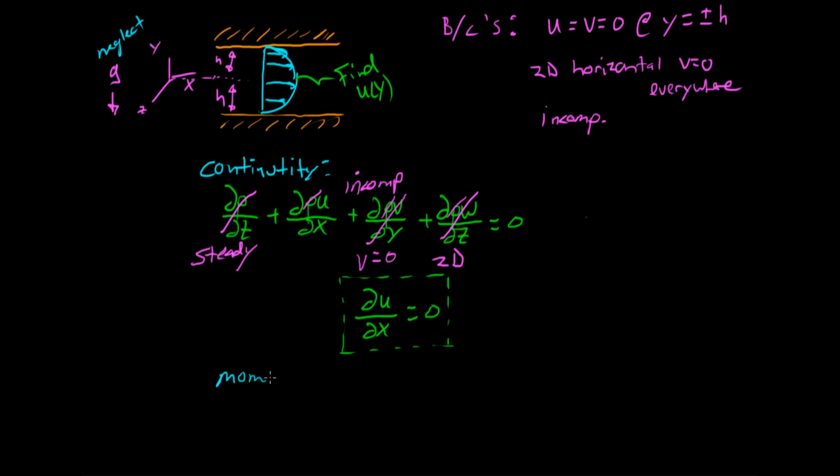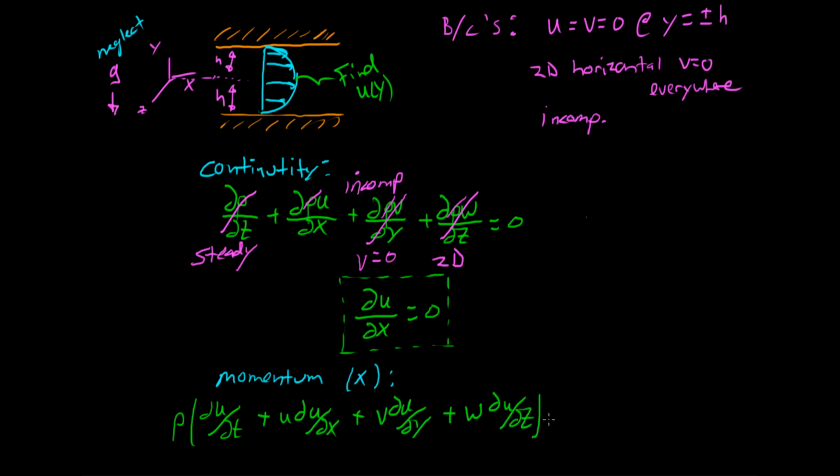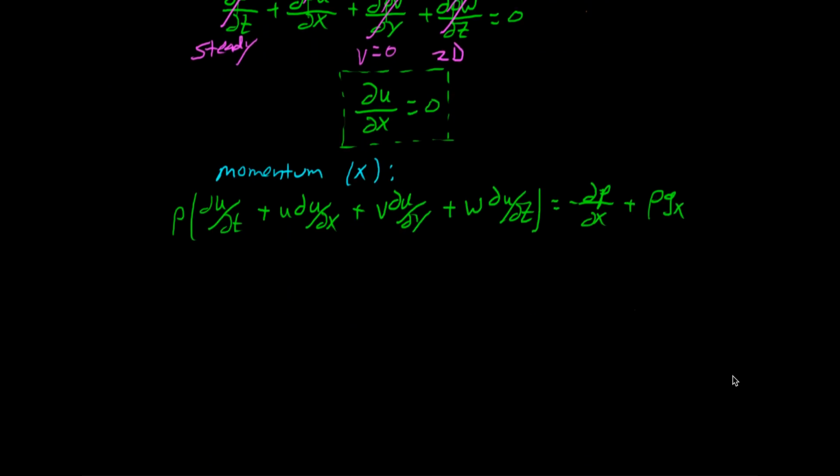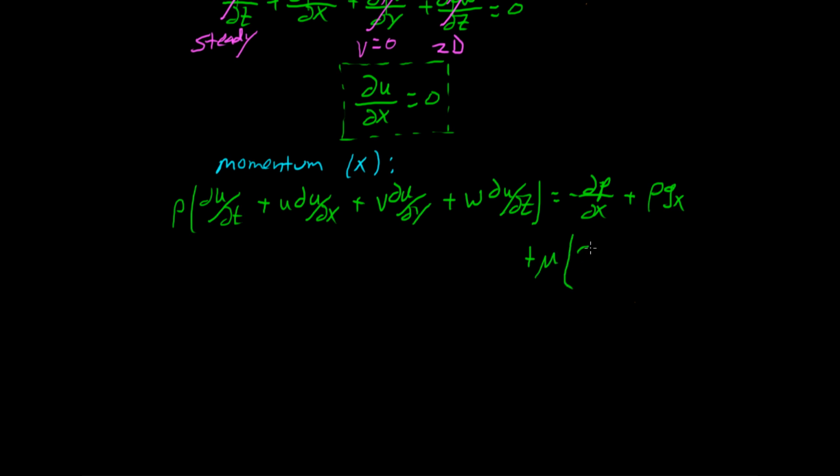So we're going to do the momentum equation, in particular the x direction momentum. In its most general form, the momentum equation is ρ(du/dt plus u du/dx plus v du/dy plus w du/dz) equal to minus dp/dx plus ρg_x. And we also have to include the shear stress, so that's μ times (d²u/dx² plus d²u/dy² plus d²u/dz²).